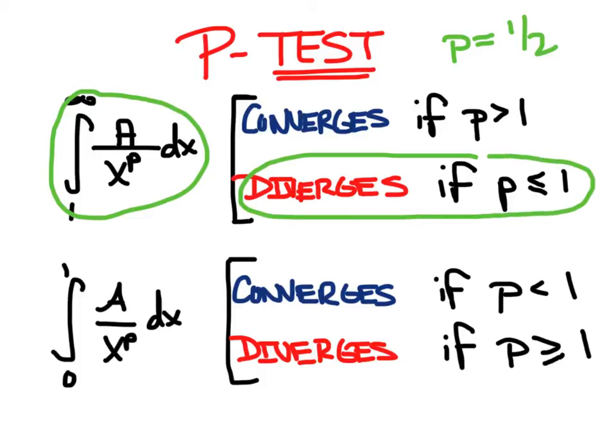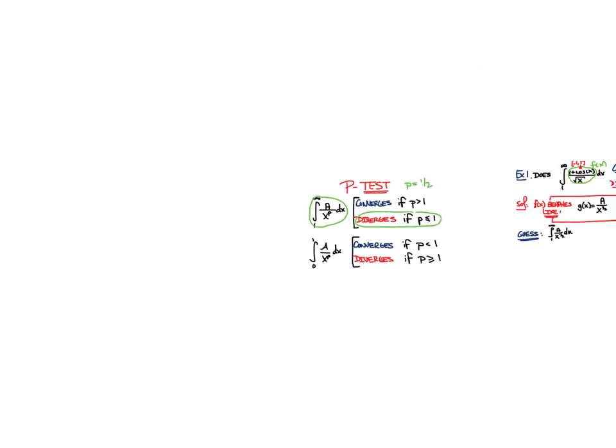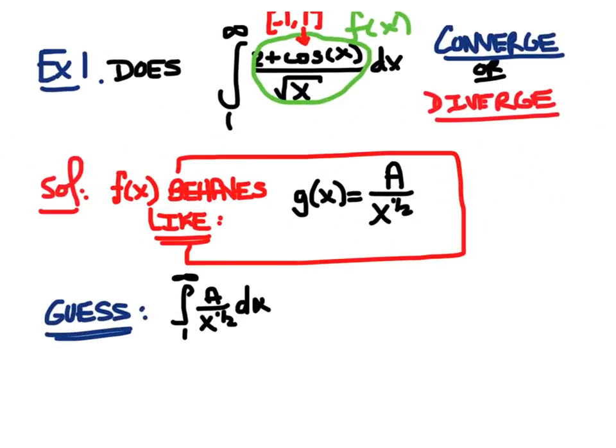Okay, so now let's head back to our work over here. The reason why I got 1/2 is you can see the 1/2 right here. So our conclusion is that this thing diverges, so we guess that our actual integral is also going to diverge.